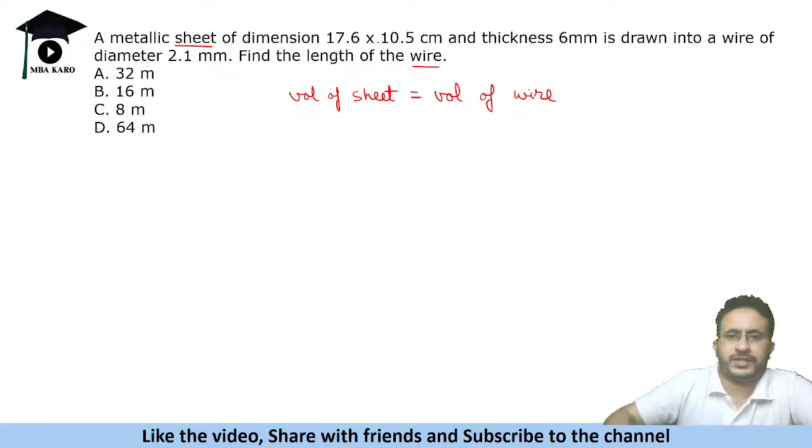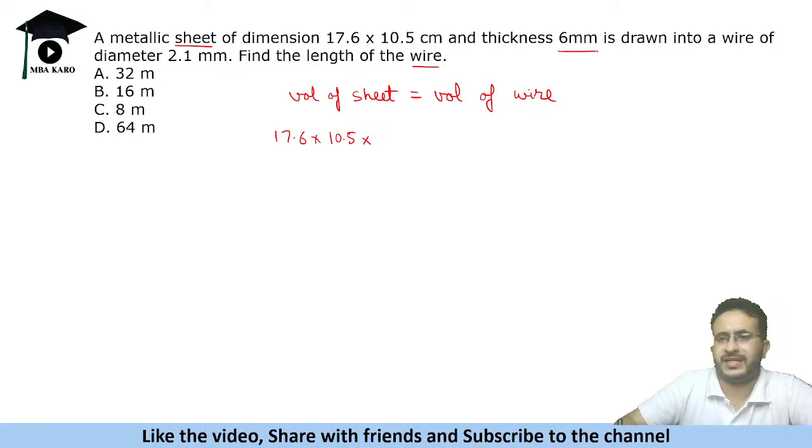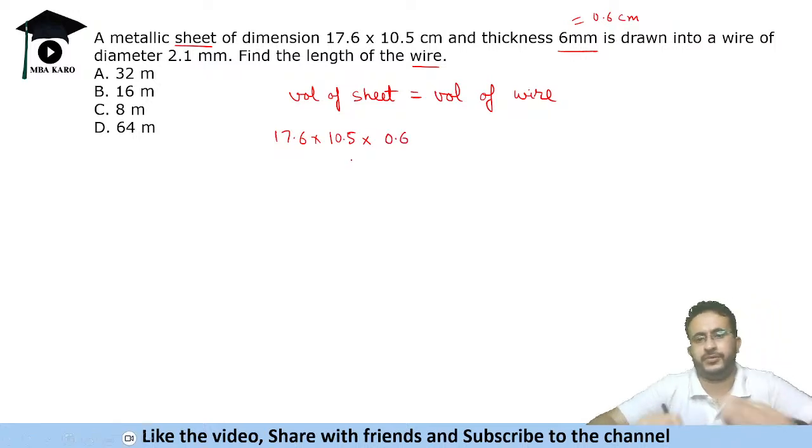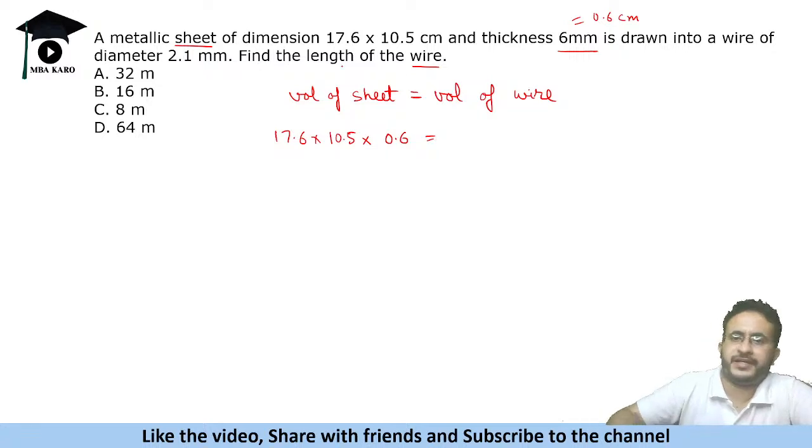Okay. So the sheet is cuboidal in shape, that is 17.6 into 10.5 into 6 mm. 6 mm is equal to 0.6 centimeter. And ensure that you keep the units same. Okay, this is the volume. Volume of wire. Wire is what shape? Wire is a cylindrical shape.